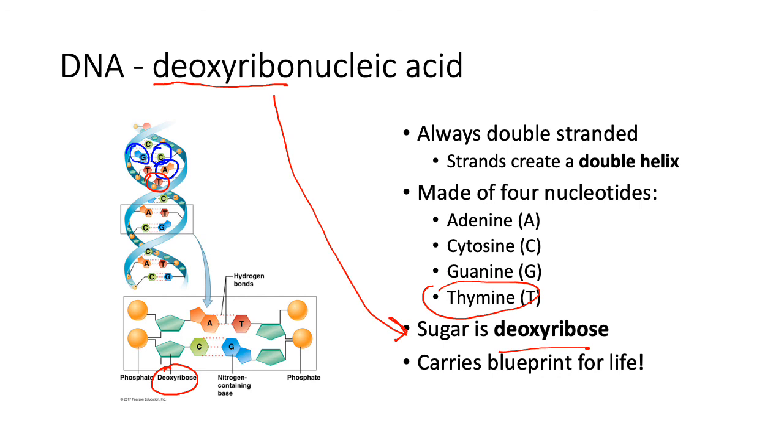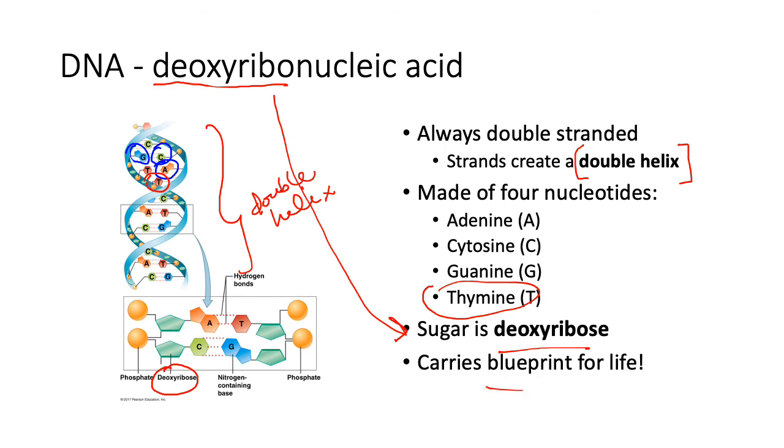DNA also always creates a double strand, and that double strand always looks like a twisted kind of ladder structure here, which we refer to as the double helix. So this structure here is the double helix. So DNA is always double-stranded, RNA is always single-stranded. We have T instead of U in DNA, and our sugar is deoxyribose instead of ribose sugar.